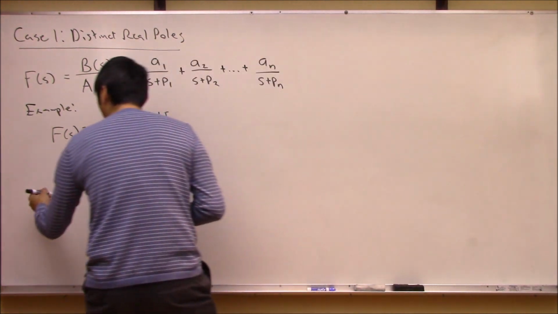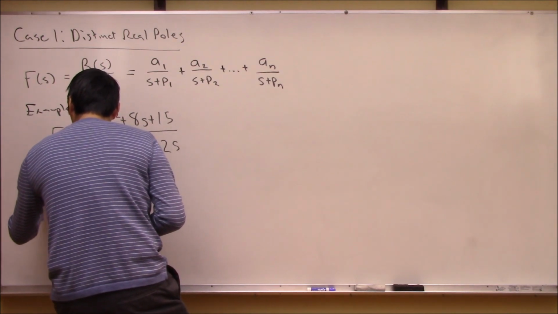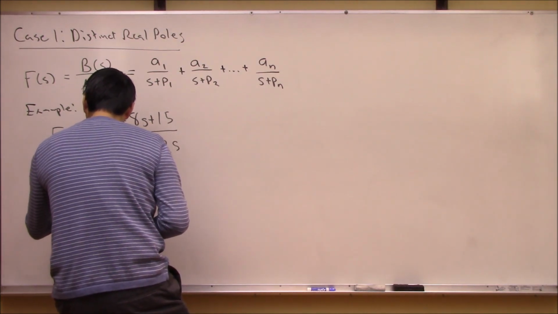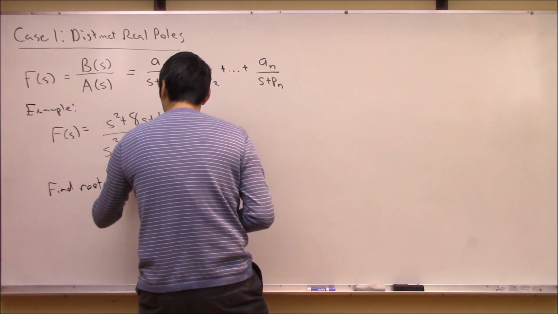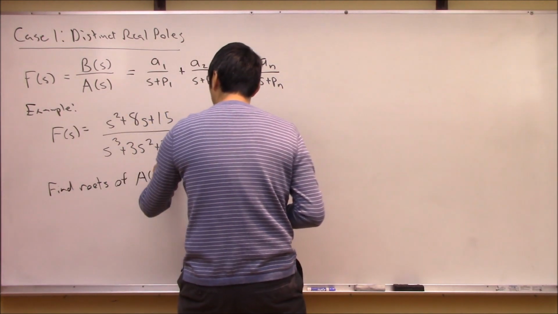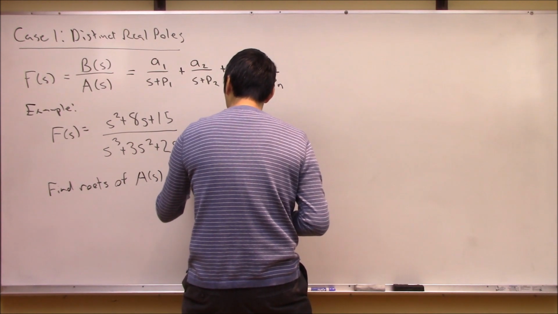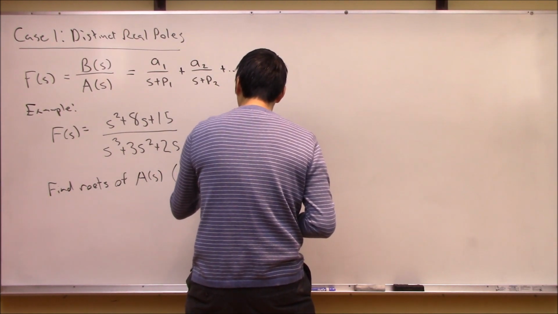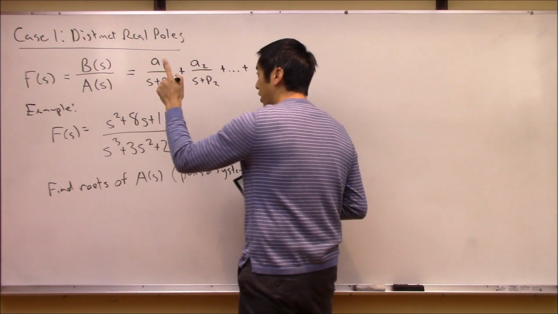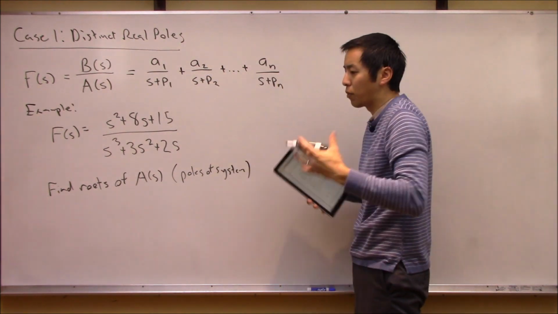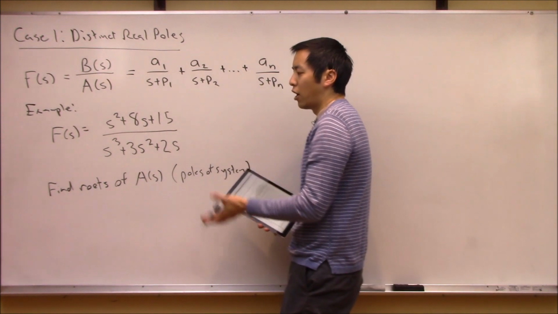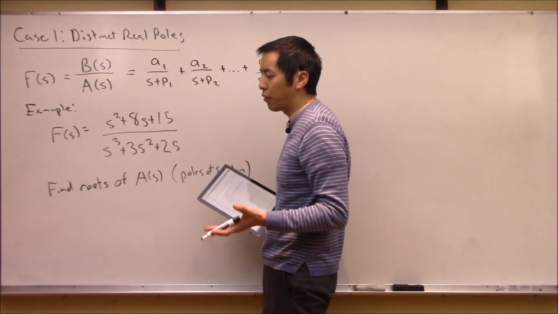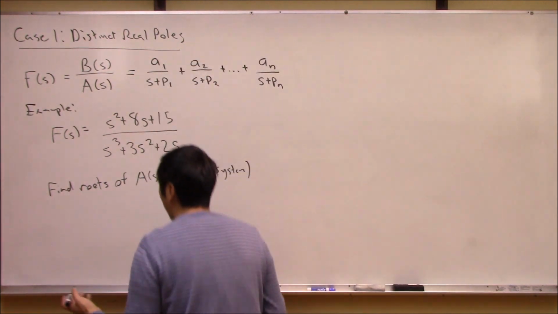So the first step, we said, was to find the roots of the denominator, of A of S, which is basically the same thing as finding the poles of the system. Because we need to understand, are we in the case of case 1 with distinct real poles, case 2 repeated real poles, or case 3 complex conjugate pairs? I hope you watched our video on how to find roots of a polynomial. You do this in MATLAB or Mathematica.